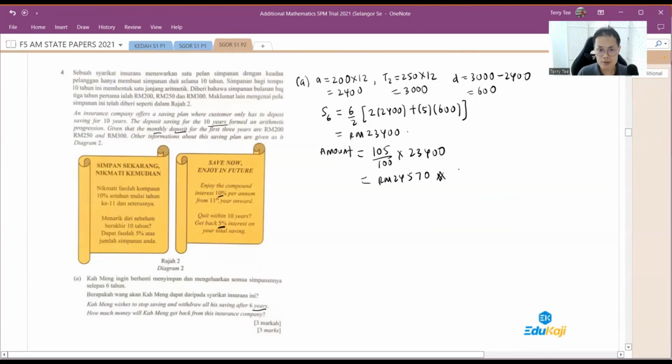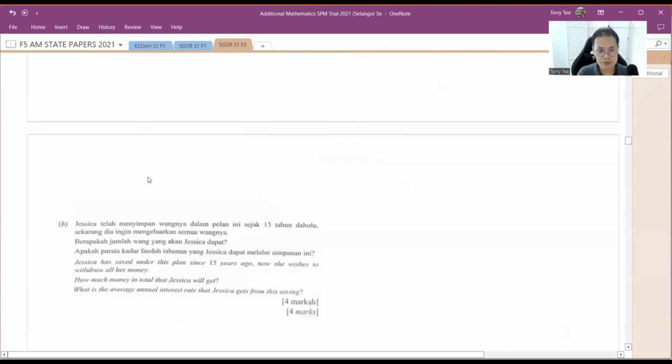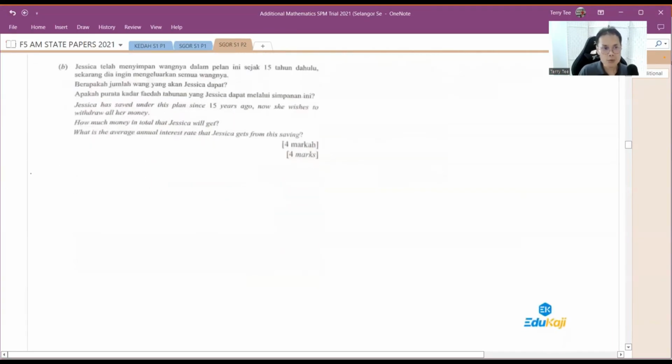You get 10% interest from the 11th year onwards. So now Jessica is putting the money in for 15 years. The first thing is we want to find out how much money she has at the end of the first 10 years. So we have to use S10.